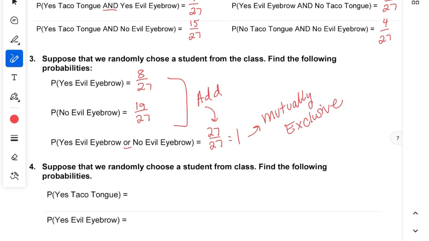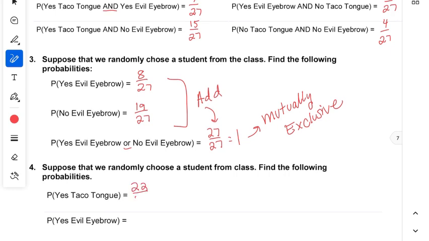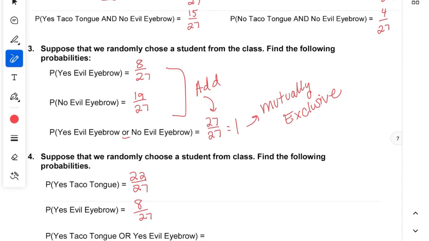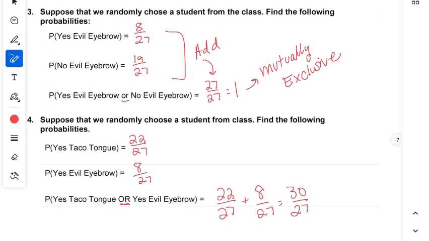Suppose we randomly choose a student, find the probability. So yes, taco tongue. How many did we have? 22. Yes, evil eyebrow. 8. Okay, so then we have yes, taco tongue, or yes, evil eyebrow. So this is an or. So we would add them. Let's see. If we add them, what happens? It's more than 27. So do we subtract the both? Yes.